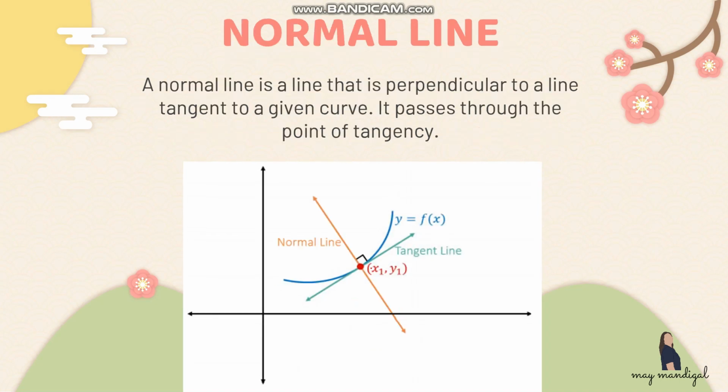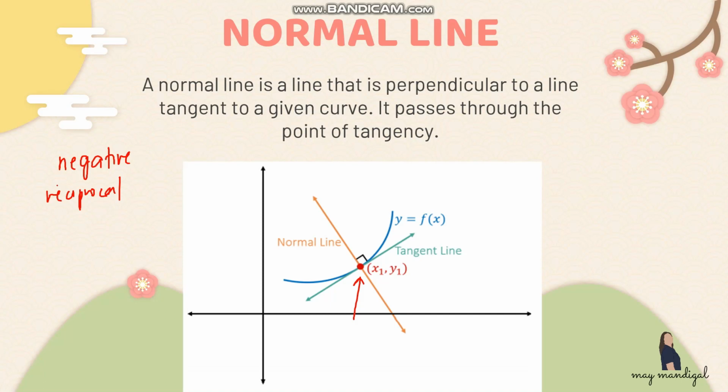Aside from the tangent line, we also have what we call the normal line. It is a line that is perpendicular to a line tangent to a given curve. It passes through the point of tangency. This right here is our normal line, and as you can see, it is perpendicular to our tangent line. It still passes through the same point, the point of tangency. Since the two are perpendicular, one thing we have to remember is that their slopes are negative reciprocals of one another. Again, the slopes of our tangent and normal lines are negative reciprocals of one another since they are perpendicular.